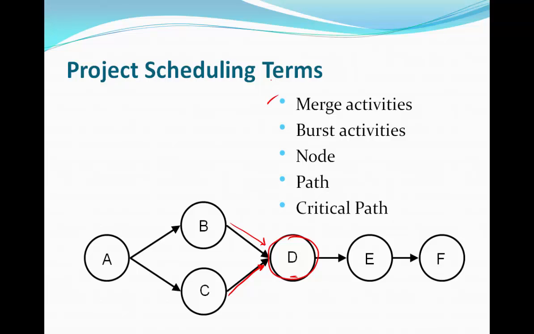A burst activity in this example is activity A. Activity A is a burst activity because you must complete activity A before you can start activity B or activity C. So any activity that has more than one successor is called a burst activity.